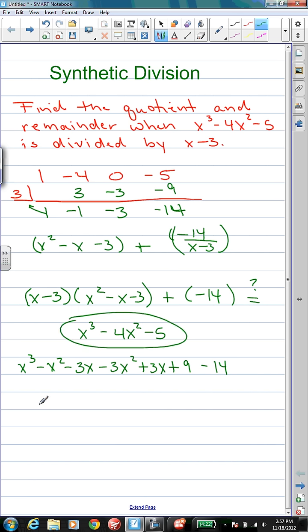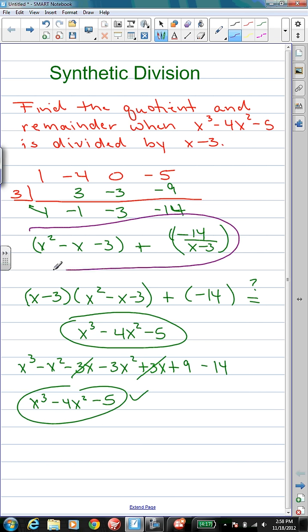So x cubed is there. Negative x squared and negative 3x squared is negative 4x squared. The 3x's will cancel. And 9 minus 14 is negative 5. And sure enough, I get back the original. So this up here is what I get through, actually I shouldn't say long division, synthetic division. Let's try another one.